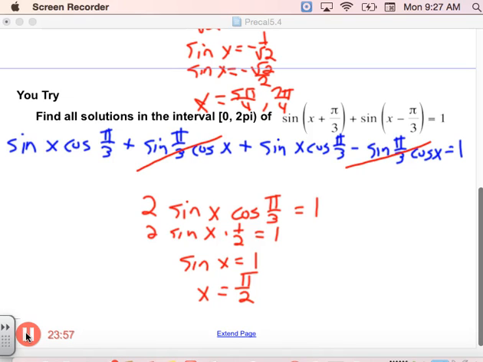If they wanted all solutions, period, of course you would have to say pi over 2 plus 2 pi n to tell us all the answers, out to infinity.